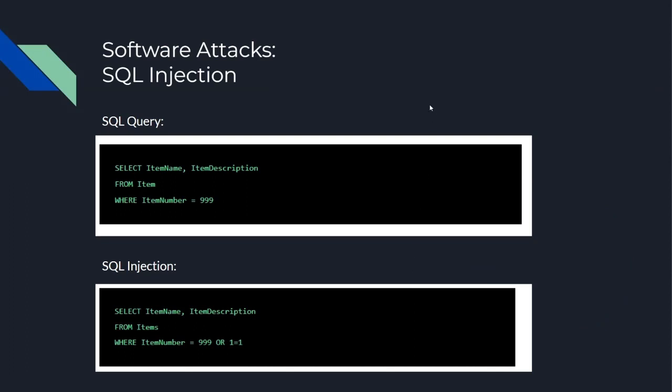So SQL injection involves insertion of a SQL query. A normal SQL query would just be you requesting item number 999, and then it shows you the item name and its description. But an SQL injection manipulates a standard SQL query to exploit non-validated input vulnerabilities in a database. For example, in this SQL injection, they added OR 1=1, and because 1=1 is always true, the query returns all product names and descriptions in the database, including the ones you don't have access to.